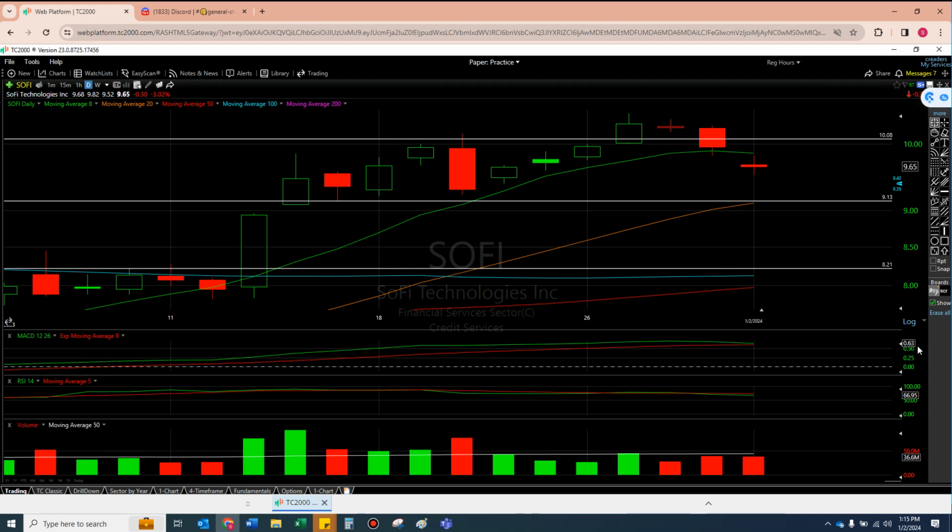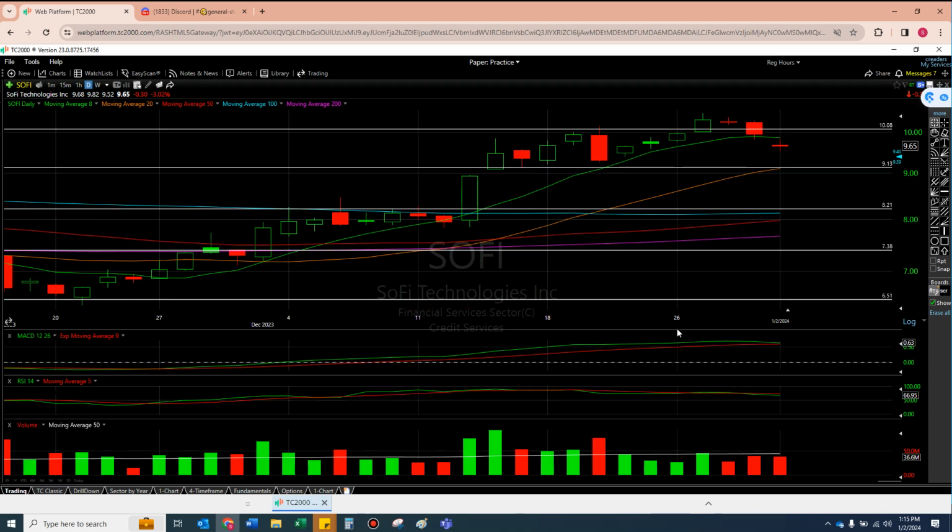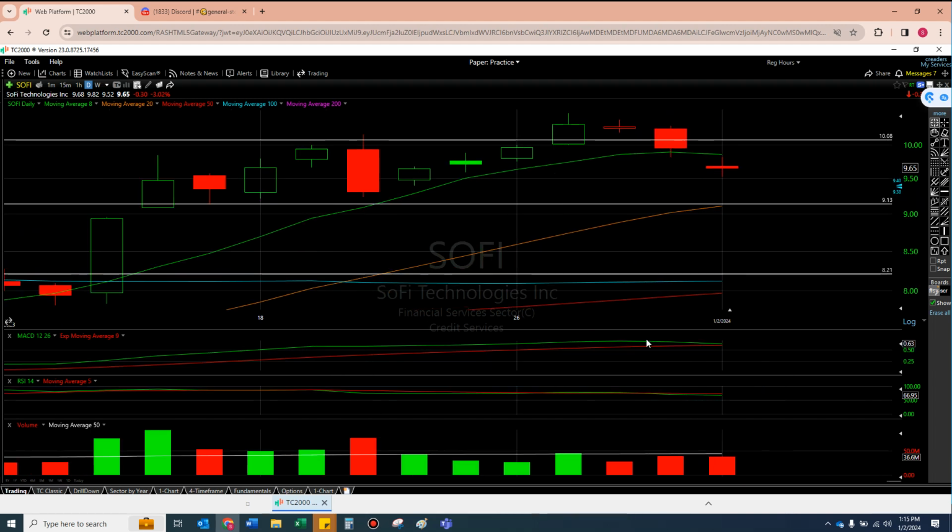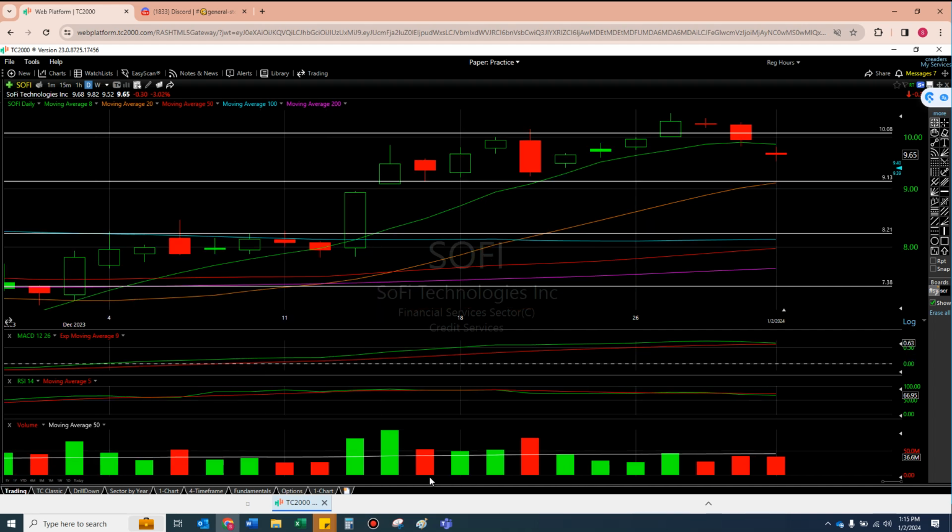Look, MACD's still positive, right? But it seems like we're gonna lose that. We've already lost it right here. And what does that mean? I like green over red. I like green over red, right? Seems like we're gonna see that same red over green on both, and then not that good of volume the last couple days. Overall, it's been good volume.